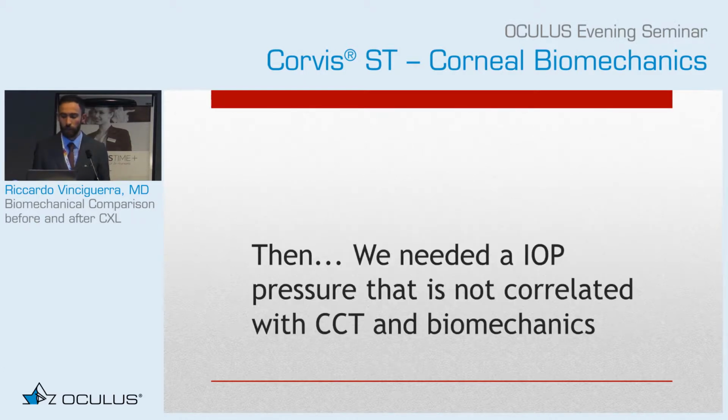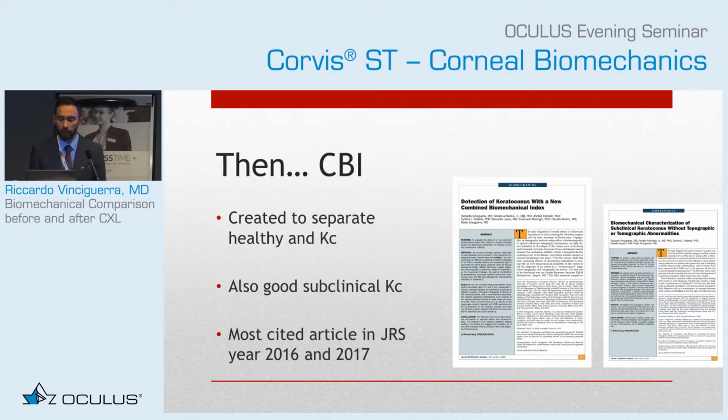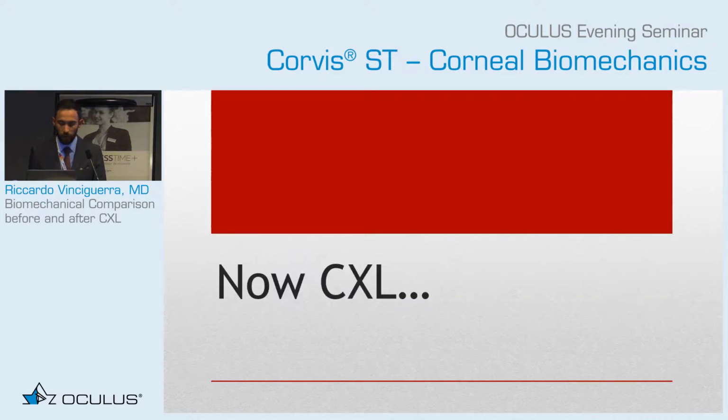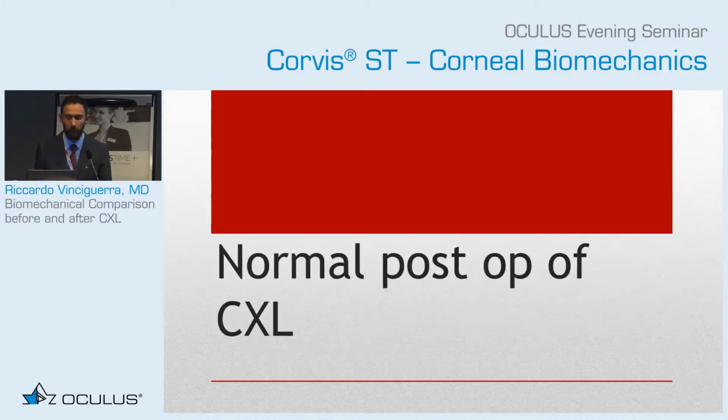Then, as we say, we needed an IOP that was not correlated with biomechanics, and we went through that. Then we got the CBI. We didn't specifically discuss it, but I know that you probably guessed what it is. And now we speak about cross-linking. In the beginning, we were measuring stress-strain ex vivo. So we were taking a cornea, pulling the cornea, to see if it is stiff or soft. Very easy. Unfortunately, in vivo doesn't work like that.